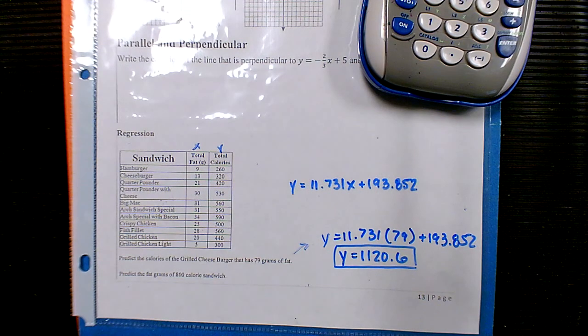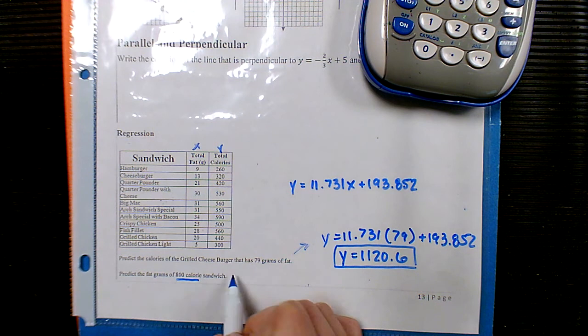What about the second one? Predict the fat grams of an 800 calorie sandwich. Good, Ashley? Plug it in for y. Right now we have a calorie value.